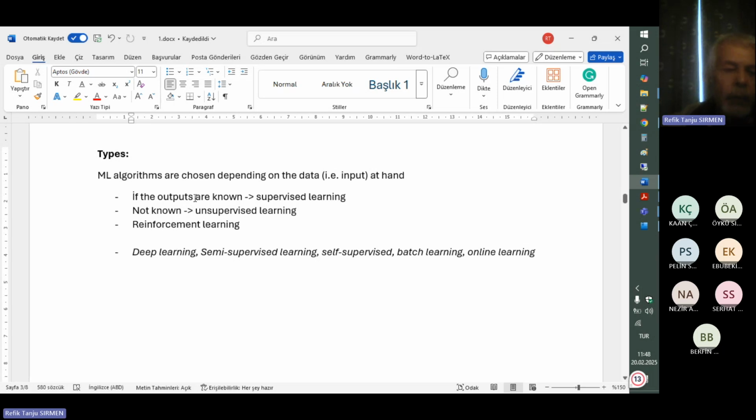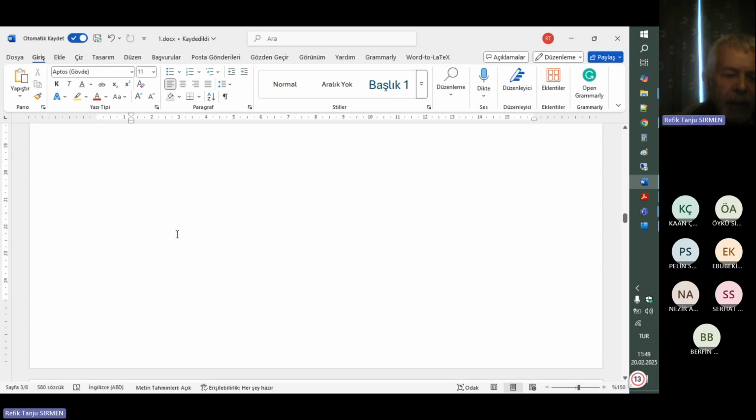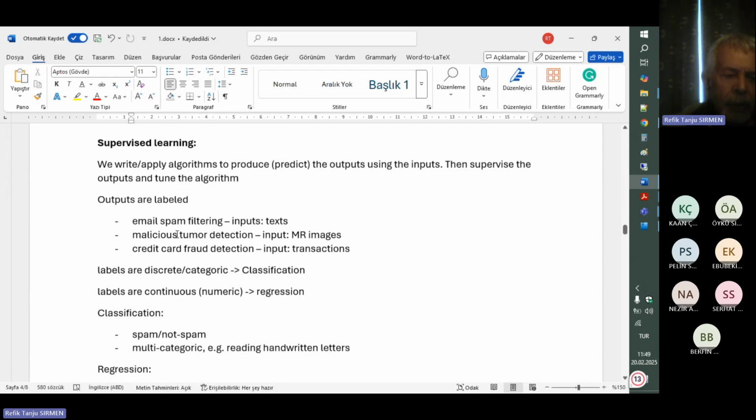So let me give you a few insights and details. What are the distinctions between these? As I say here, whether the outputs are known or not known provides a kind of distinction. But let's take them one by one and talk about supervised learning first. And here, we know the outputs, right? The outputs are labeled. That means that this is this and this is that. Like this one, for instance. If you're talking about email, we may know whether this email is spam or not. So we just label it spam or not spam.